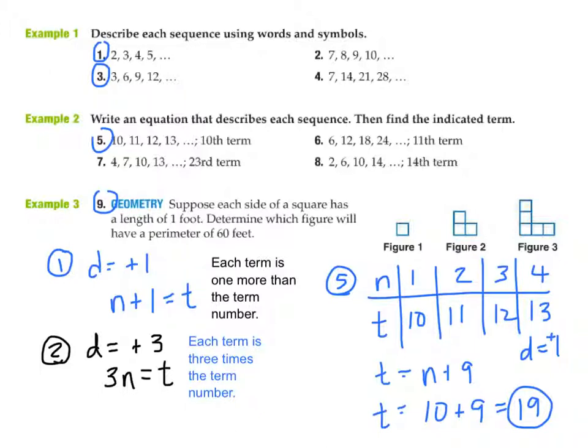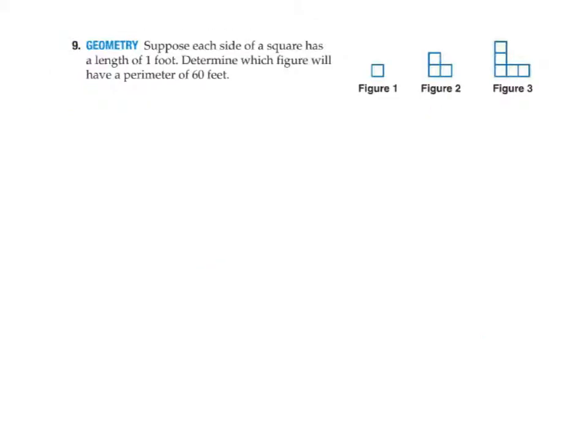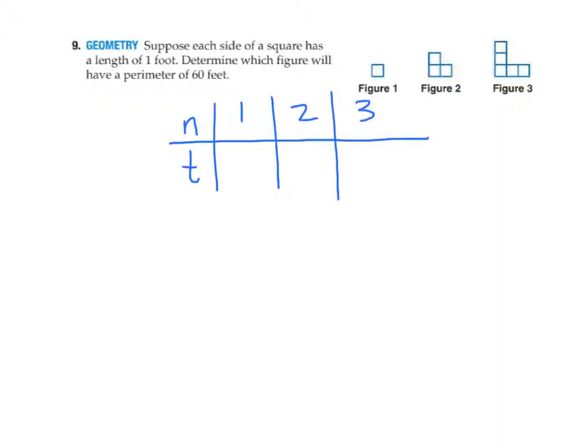All right. One more problem. Here's the last one. Suppose each side of a square has a length of 1 foot. Determine which figure will have a perimeter of 60 feet. Well, again, term number, term. Let's look. We got 1, 2, and 3 figures, so we have 3 term numbers. What are the perimeters of each figure?